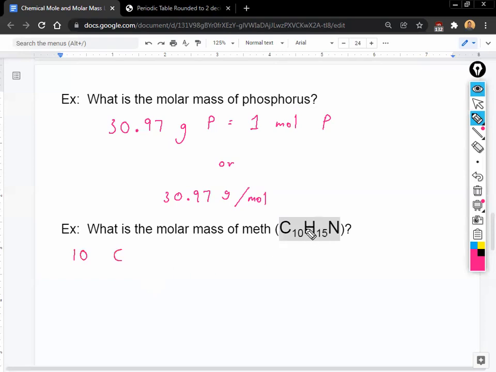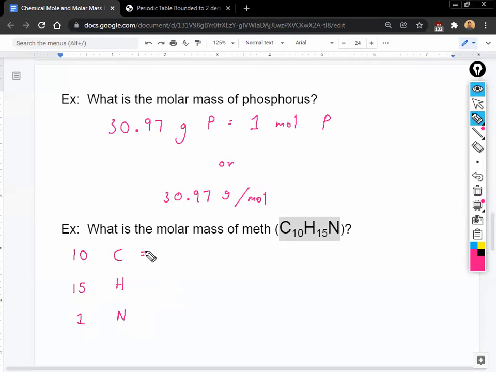Okay, how many hydrogens are there? 15. And how many nitrogens are there? Okay, 1. Thank you. So that is what meth is made out of. If I could figure out how much 10 carbons, 15 hydrogens, and 1 nitrogen weigh, and I put them together, I can find out the mass of meth. Okay, so this is what we're gonna do.